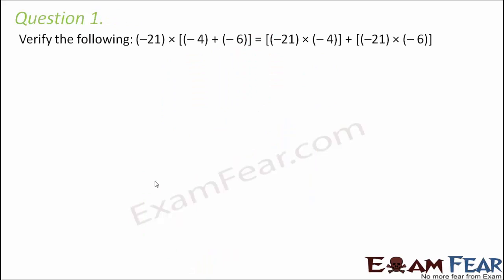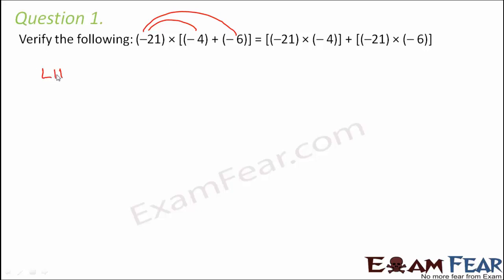Question number 1. Verify the following. Minus 21 into minus 4 plus minus 6 is equal to minus 21 into minus 4 plus minus 21 into minus 6. So basically, which property is this? A into B plus C equals A into B plus A into C. This is nothing but the distributive property. So we have to prove this distributive property.